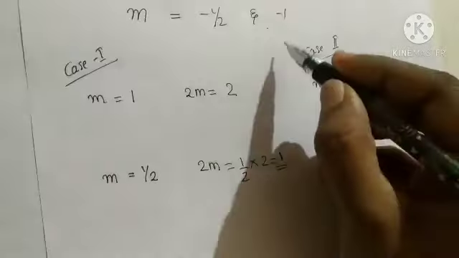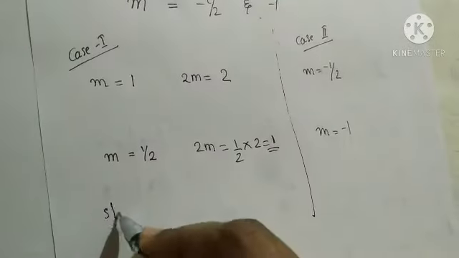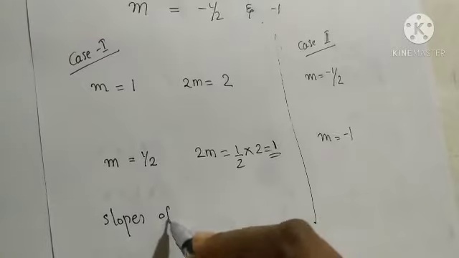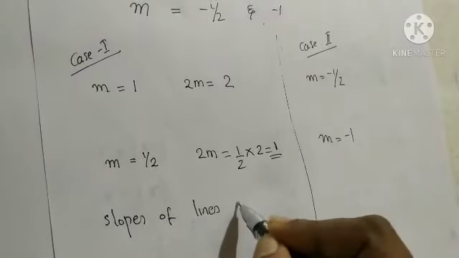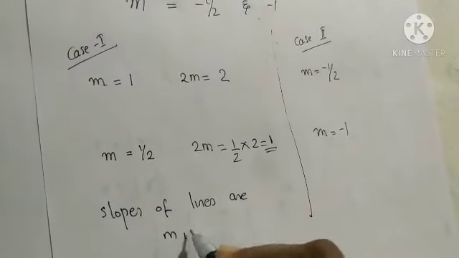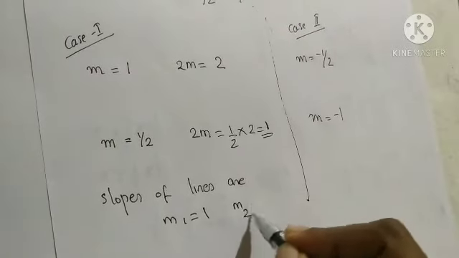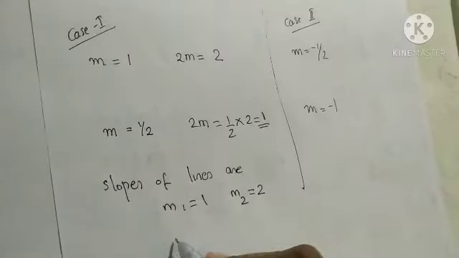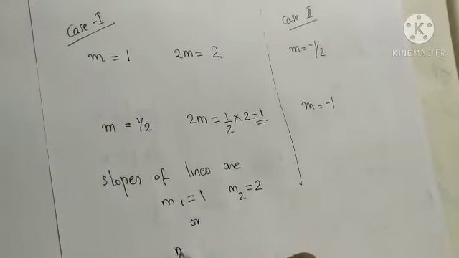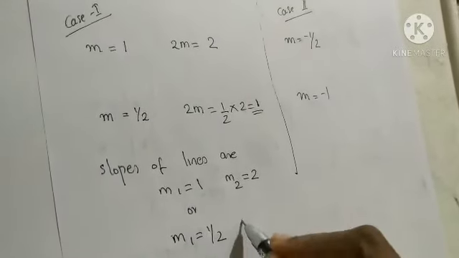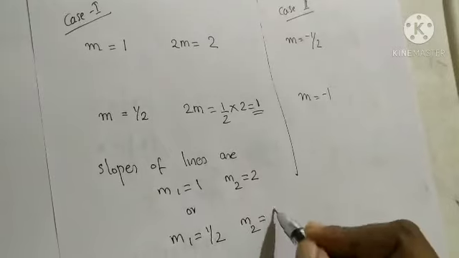Okay, so in the first case, the slopes of the lines are m1 equal to 1, m2 equal to 2, or m1 equal to half and m2 equal to 1.